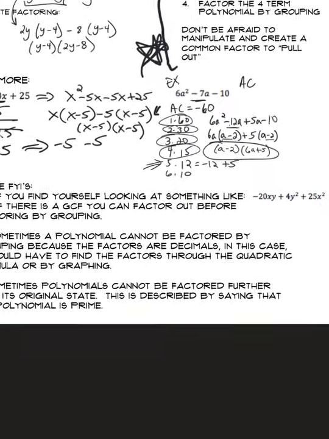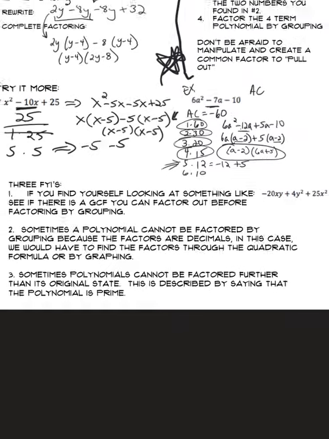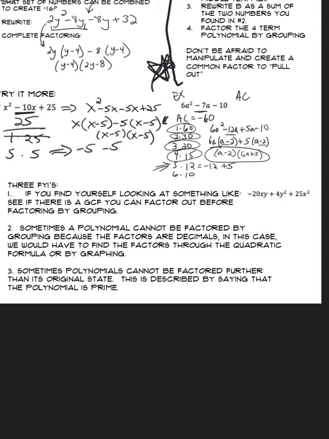3 FYIs, probably pretty important. The first one, if you find yourself looking at something like this, see if there is a greatest common factor you can factor out before factoring by grouping. This one, I don't see one, there is no GCF for this one, but if you see something that seems really, really big, sometimes you can factor out a number from all 3 terms, and it makes your life a little easier.